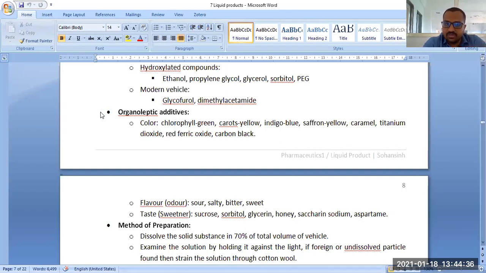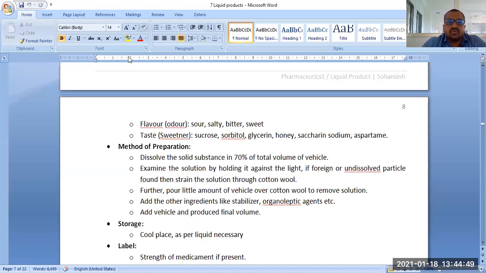First, you have required solvent. So you have to give the example of some solvents. Then you require some additives like organoleptic additives, colors, flavors, taste. Okay. Now, what is the general method for the preparation of solution?